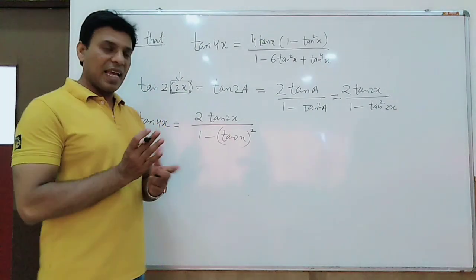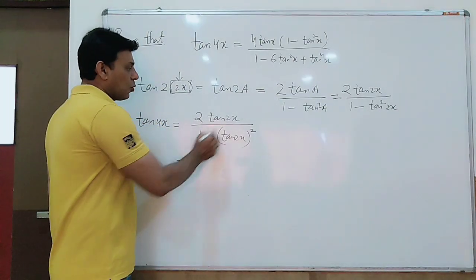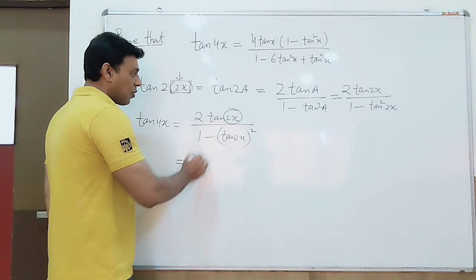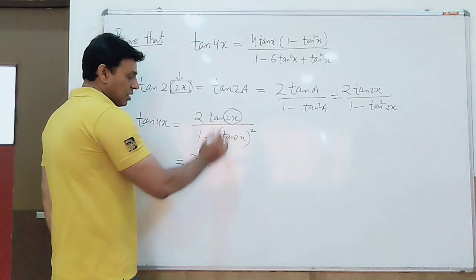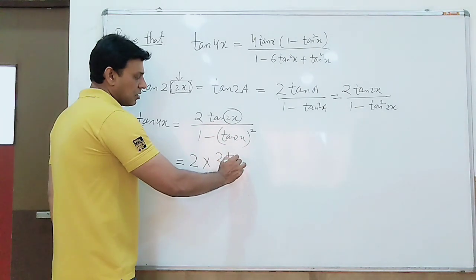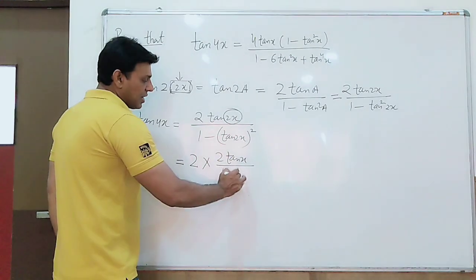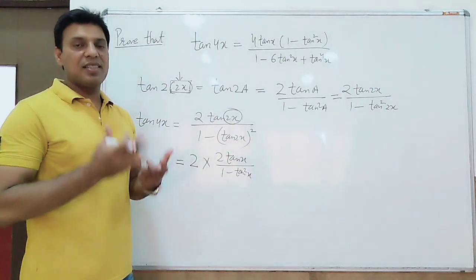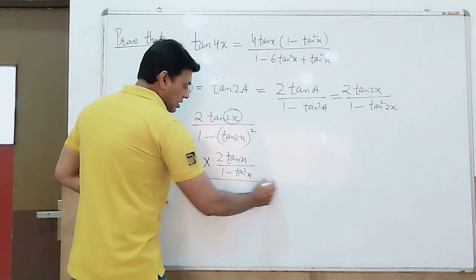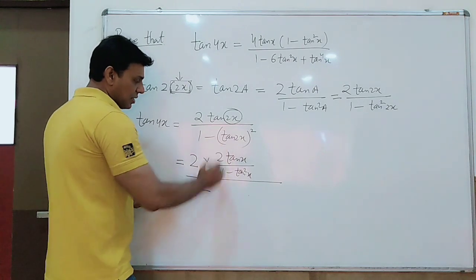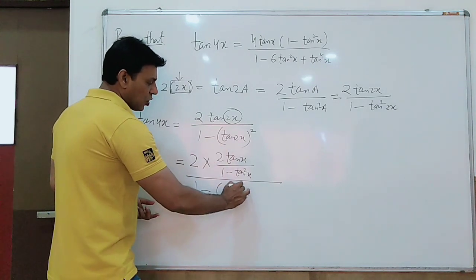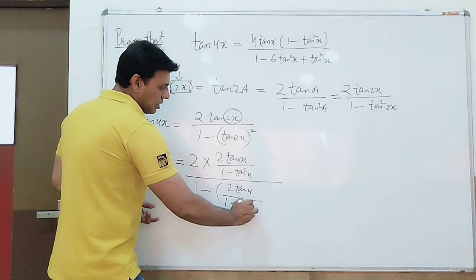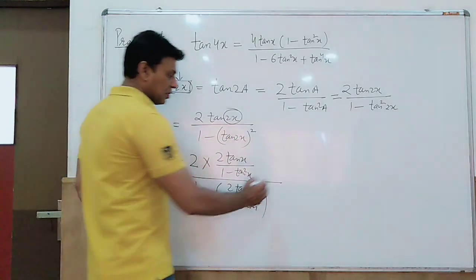Now I will apply again the formula of tan 2x, like tan 2a, tan 2x. So we will apply the formula of tan 2x, which is 2 tan x upon 1 minus tan square x. This is the formula for tan 2x, like tan 2a. Similarly, in the denominator, the formula for tan 2x is 2 tan x upon 1 minus tan square x.